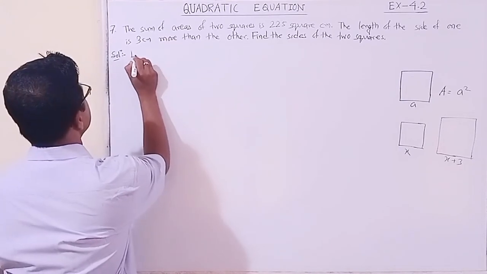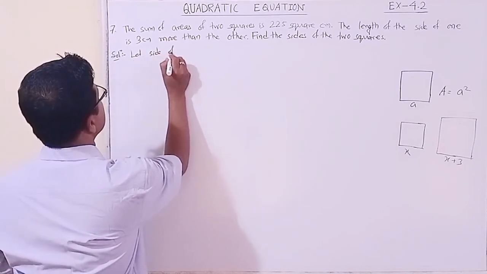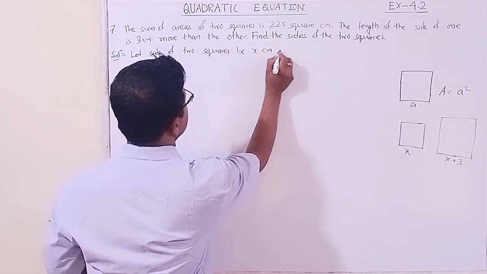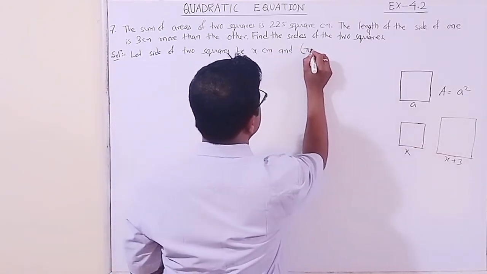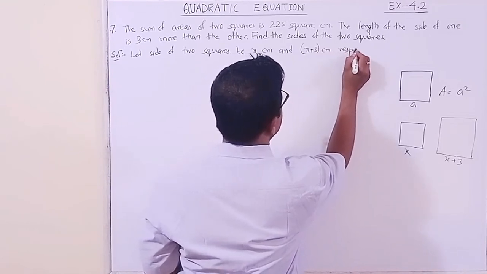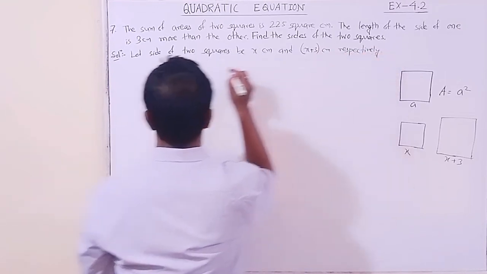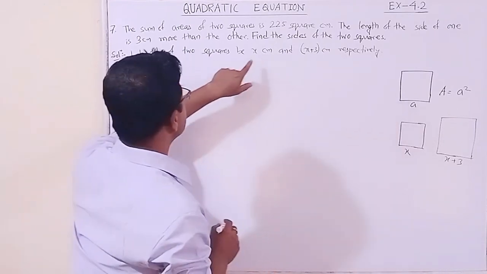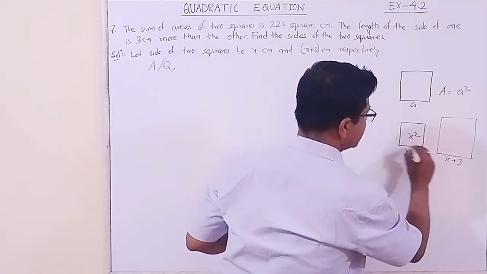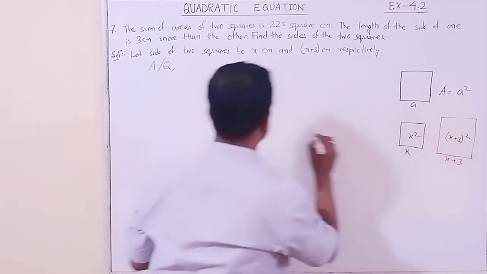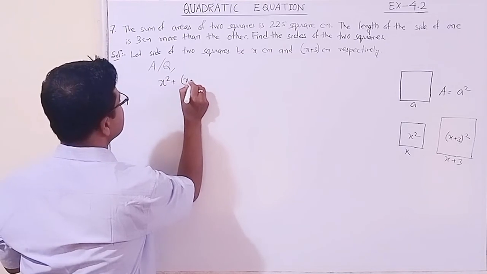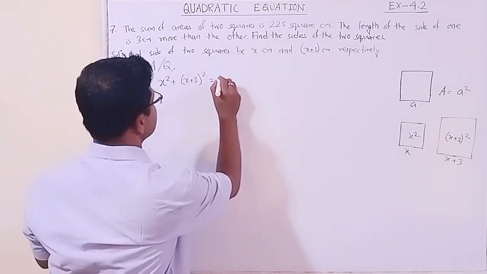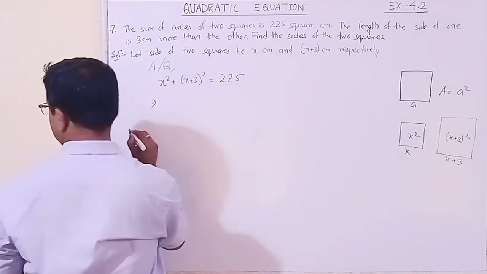So let the sides of the two squares be x centimeter and x plus 3 centimeter respectively. According to the question, in short let us write AQ. What is the formula for area? Side square. Its area is x square, and for the other, its area is x plus 3 whole square. x square plus x plus 3 whole square. The sum of the areas of both squares is how much? 225.